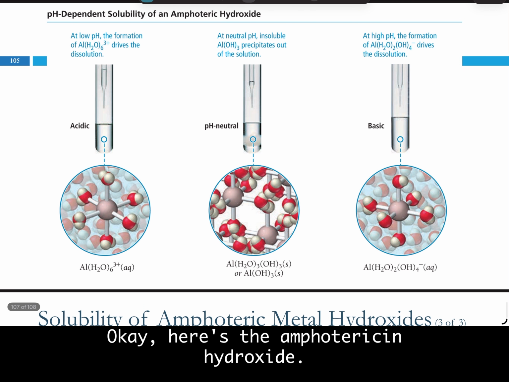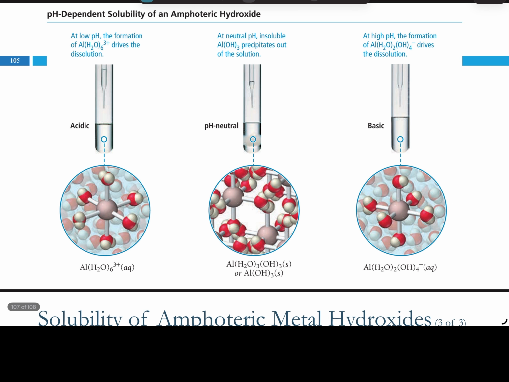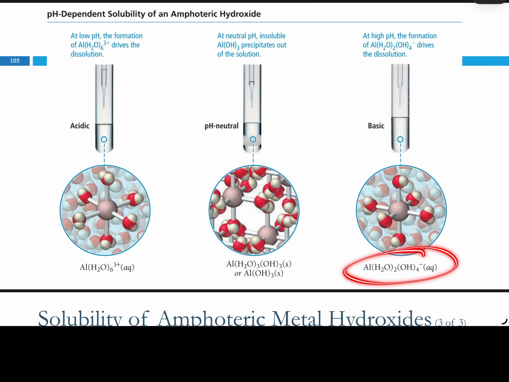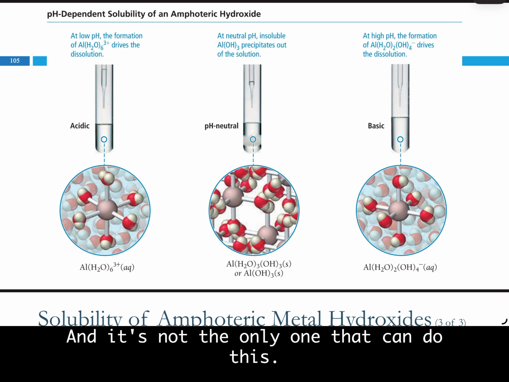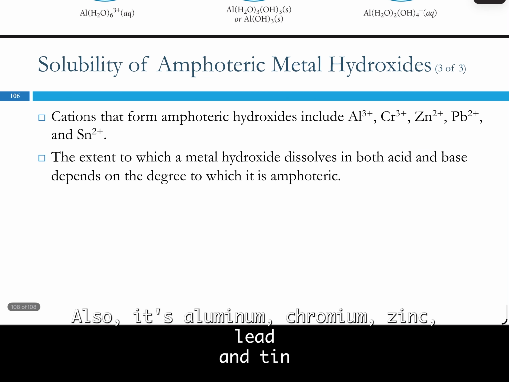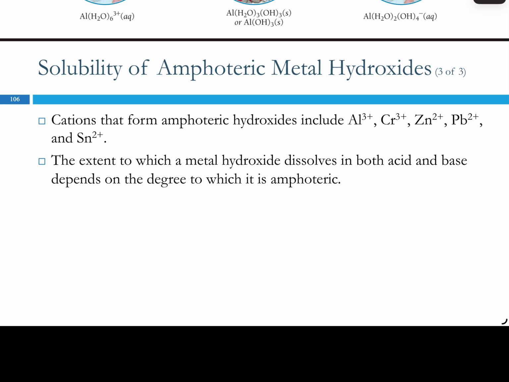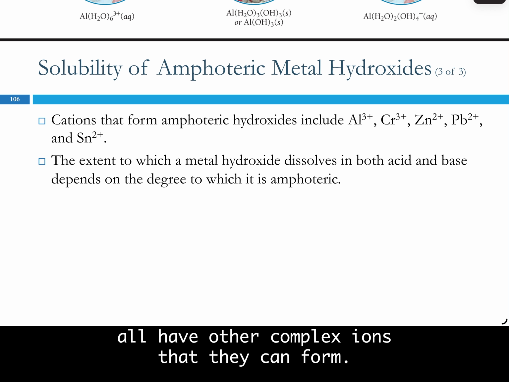Okay, here's the amphoteric hydroxide. So at neutral, it's insoluble, but at low pH, it adds a bunch of waters. At high pH, it adds waters and hydroxides. And it's not the only one that can do this. Also, that's aluminum. Chromium, zinc, lead, and tin all have other complex ions that they can form.